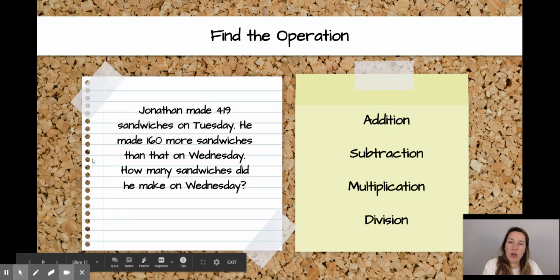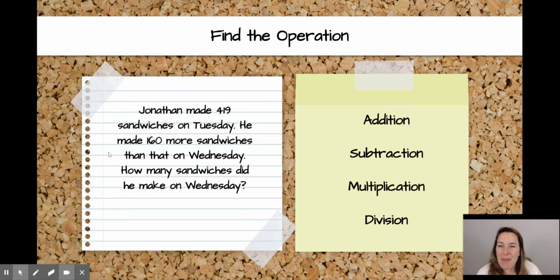Jonathan made 419 sandwiches on Tuesday. It's a lot of sandwiches. He made 160 more sandwiches than that on Wednesday. How many sandwiches did he make on Wednesday?